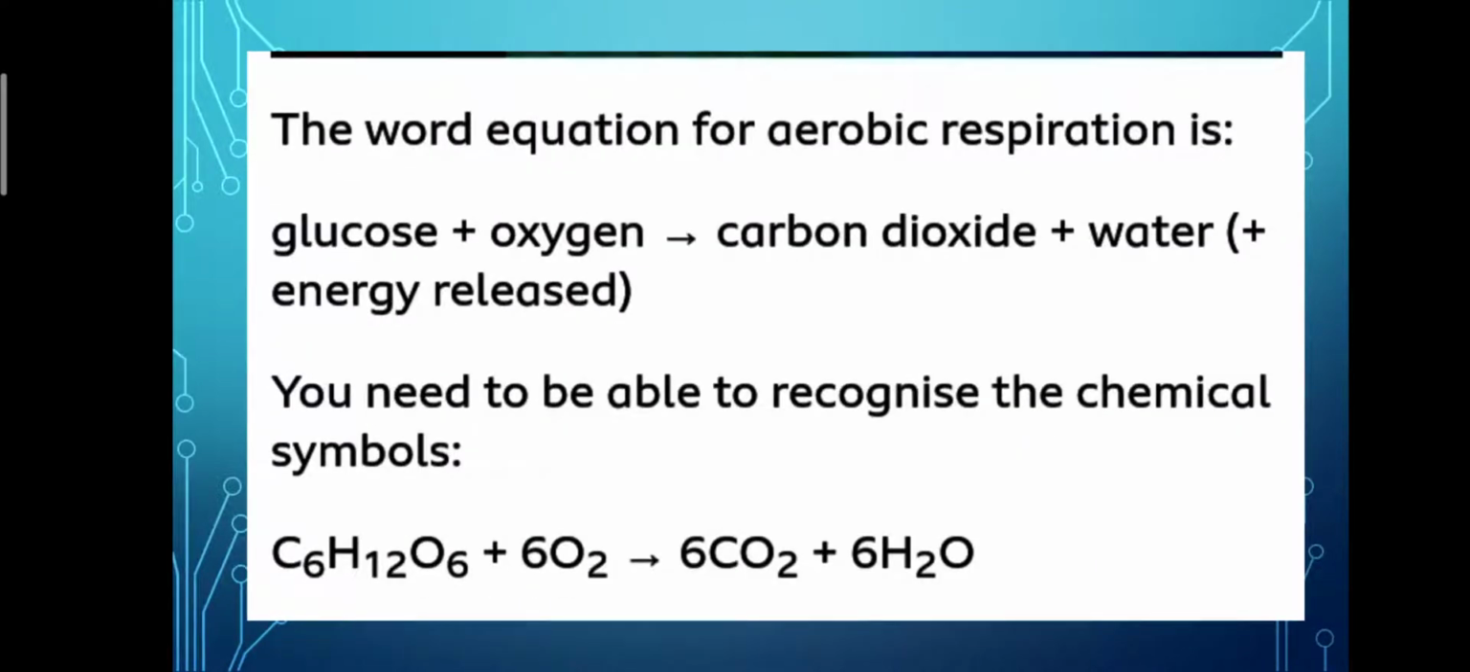The word equation for aerobic respiration is: when oxygen reacts with glucose, carbon dioxide and water are formed, and as a result, energy is released. You need to be able to recognize the chemical symbols. C6H12O6 is the formula of glucose. When it reacts with 6 molecules of oxygen, 6 molecules of carbon dioxide and 6 molecules of water are produced with the release of a large amount of energy. This energy is used in different life processes.